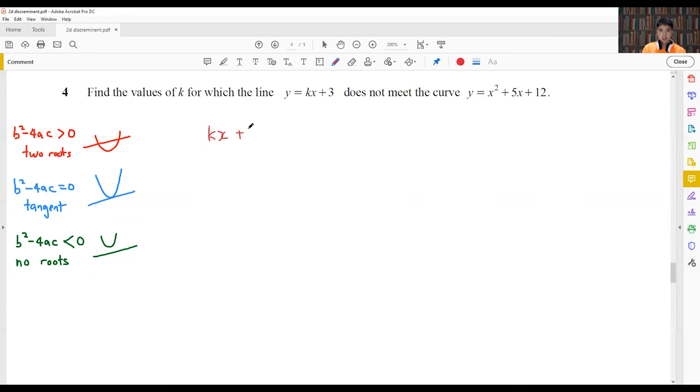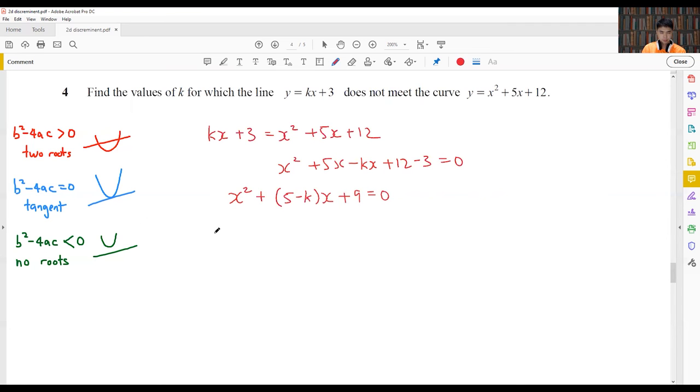kx plus 3 equals x squared plus 5x plus 12. Okay, then move the equation over. x squared plus 5x minus kx plus 12 minus 3 equals 0. Then from here, group up the equations. x squared plus (5 minus k)x plus 9 equals 0. Substitute it into your discriminant.